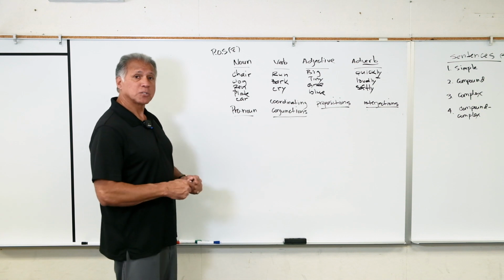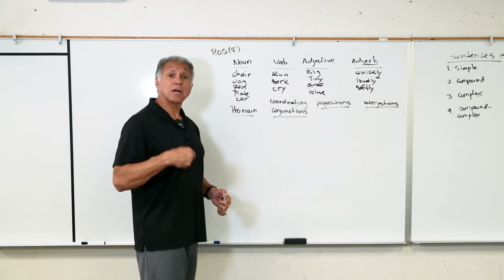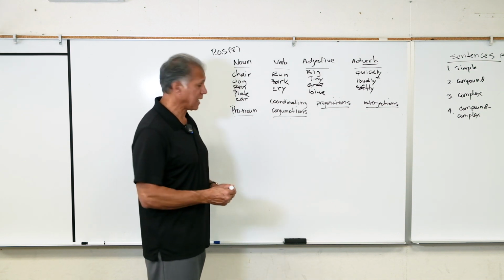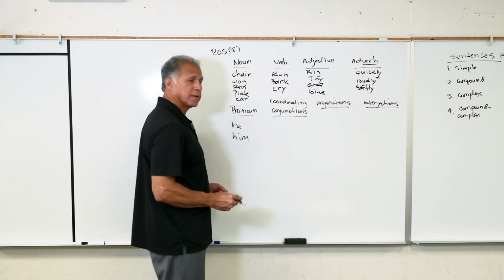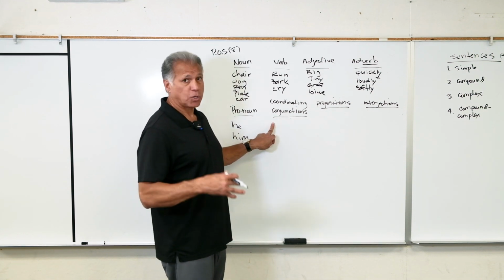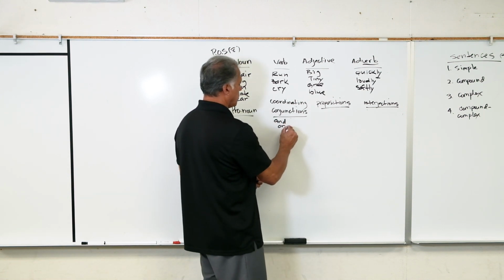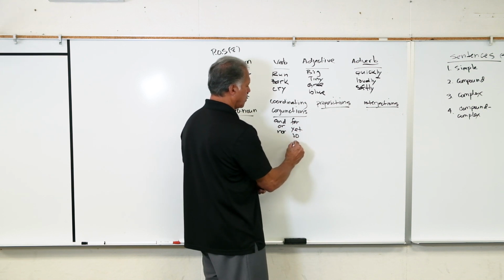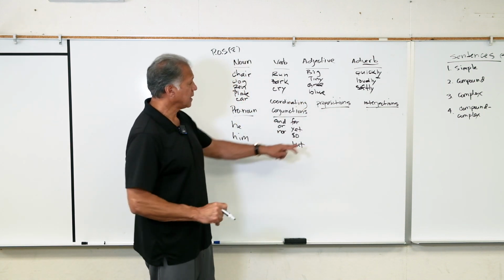A pronoun. So if Mike is the person, because I can see him, I can touch him, but I don't want to keep saying Mike went to the store, Mike drove the car. I can just say he or him. That's the pronoun. The coordinated conjunctions, you already know them, you just have to memorize them. And, or, nor, for, yet, so, and but. You just memorize these.